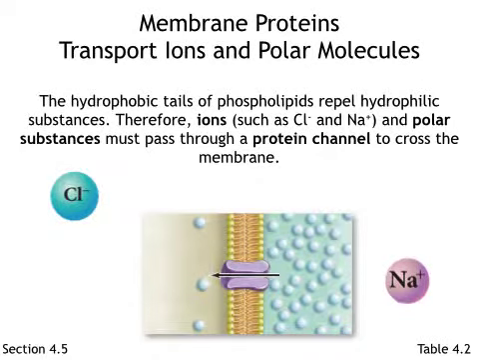And again, the hydrophobic tails of the phospholipid, that hydrophobic core, the middle of the membrane, will repel hydrophilic substances or charged substances. Therefore, ions such as chloride and sodium ions can't go through the membrane, so they need this transport channel to go through. And polar substances also have to go through this protein channel to cross the membrane. But again, this is passive transport because it's moving down a concentration gradient.